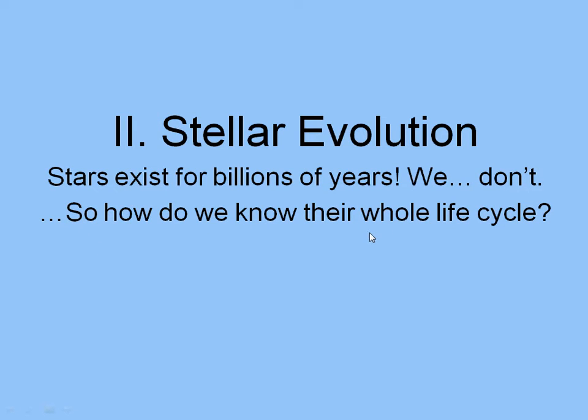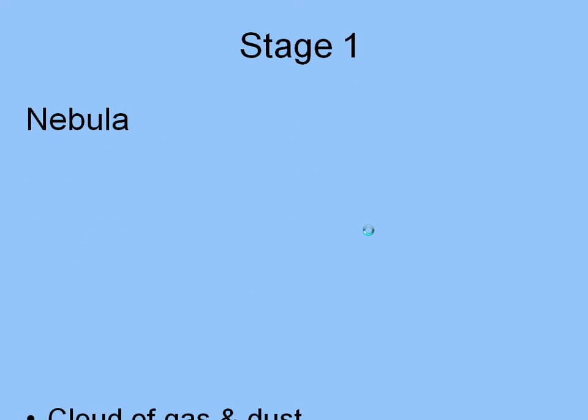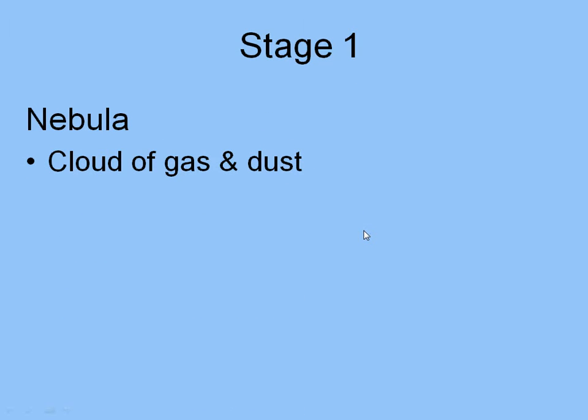So the question is, how do we know what their life cycle is? Well, first of all, things start out in a very simple way. We call this stage one. Stage one is a nebula. It's gas, right? Clouds of gas and dust are out floating around in outer space, and they're just sitting there.